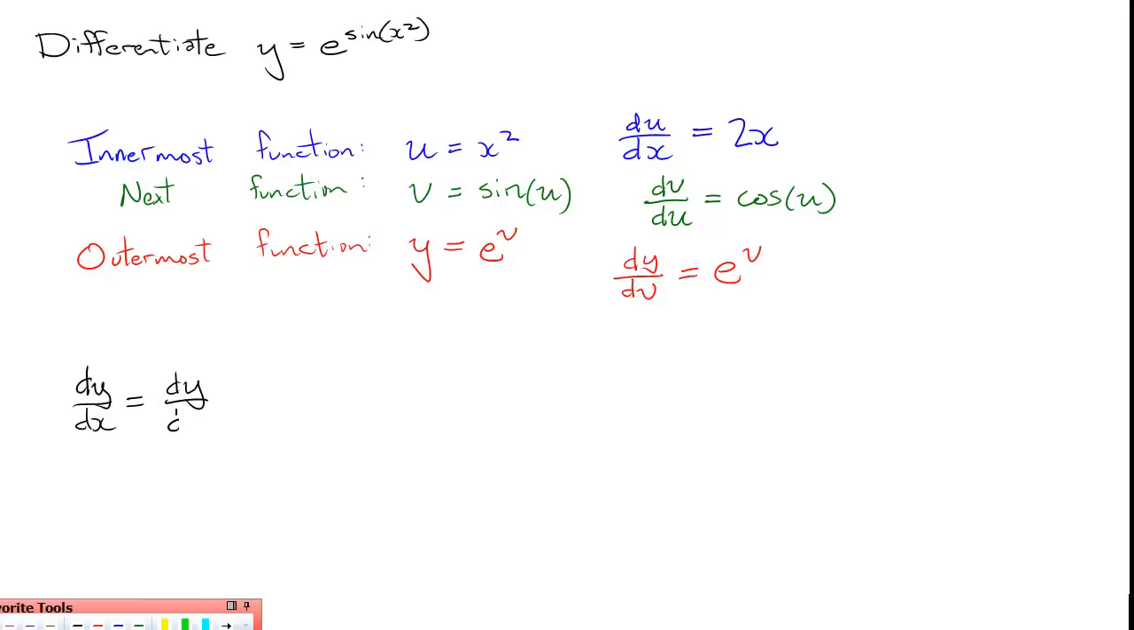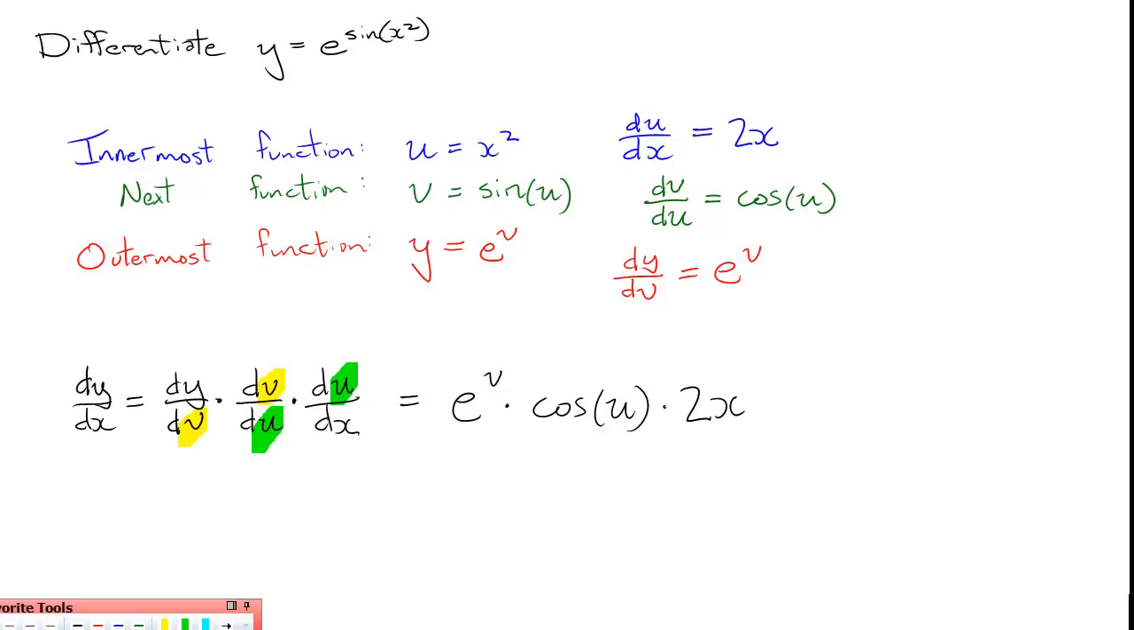So we go dy dv times dv du times du dx. And note the pattern here that can help us to remember the chain rule. dy dv, dv du, and then du dx. Okay, and now we just need to look at the derivatives we see. So we actually already found dy dv. It's e to the power of v. Okay. And we found dv du. It's cosine of u. And we found du dx.